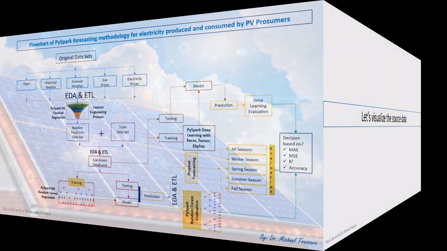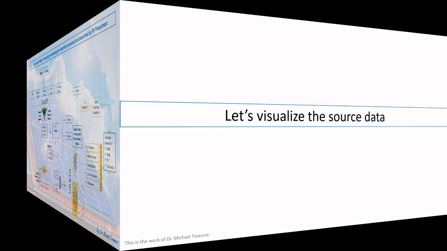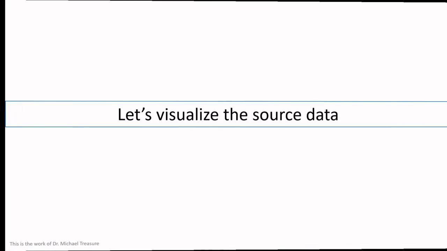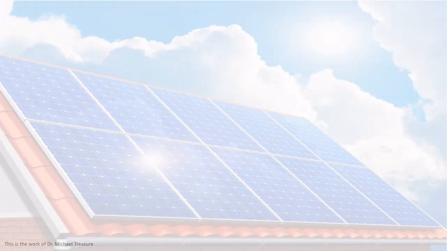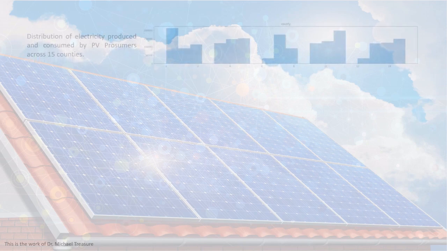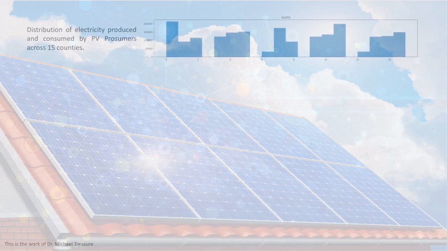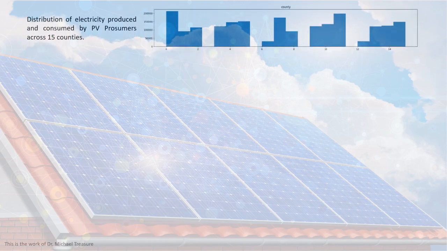Let's take a visual glance at some of the source datasets from across the Estonia region in which the data was collected. In the first set of the charts, we see 5 sets of distributions of PV produced and consumed across the 15 counties of the Estonia region. In the second set of the charts, we see 2 distributions of customer types, is business, or is not business, for the PV produced and consumed across the Estonia region.